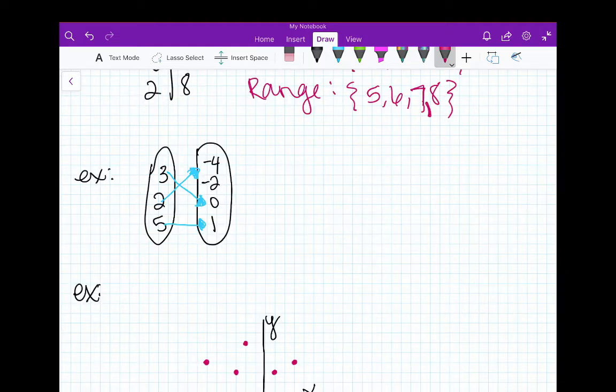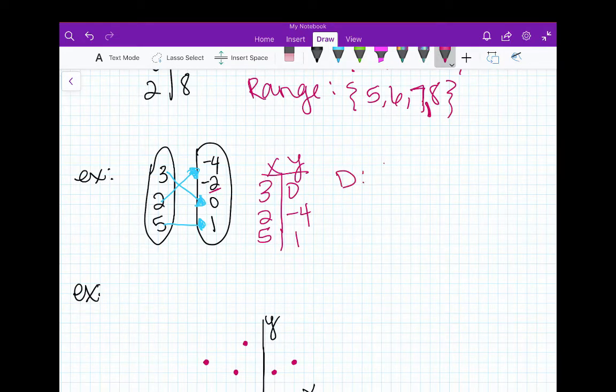Here we have a mapping diagram. Again, I mentioned a table really helps me to see this better. So I'm going to go ahead and make a table. So 3 maps to 0, 2 maps to -4, and 5 maps to 1. Notice that the -2 has nothing mapped to it, so it's actually not a part of my range. So domain is going to be 2, 3, 5, and my range will be -4, 0, and 1.